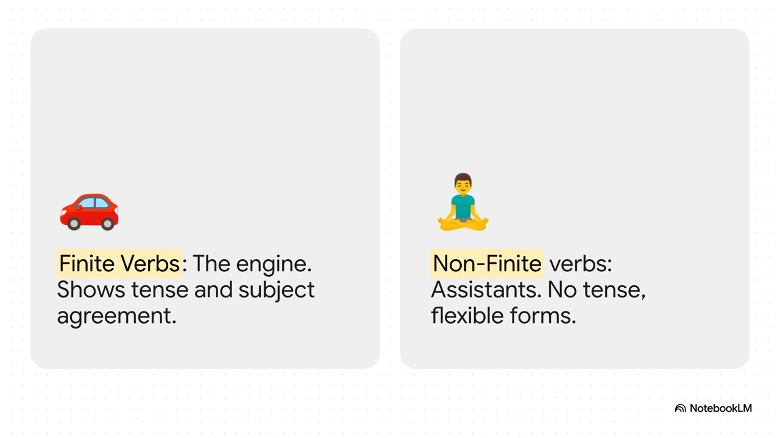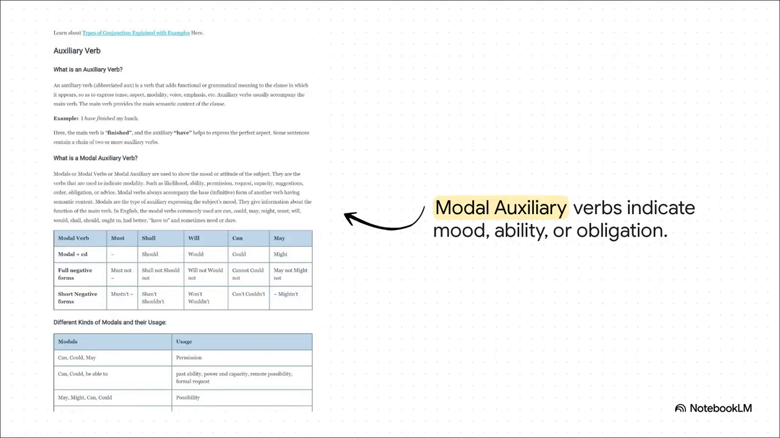Then, on the flip side, we have non-finite verbs. I like to think of them like yoga instructors. They're super flexible, calm, and supportive, but they aren't actually leading the sentence themselves. They don't show tense, and they don't change based on the subject at all. They show up as infinitives, like to explore, or gerunds, like swimming, and they act a lot more like nouns or adjectives.